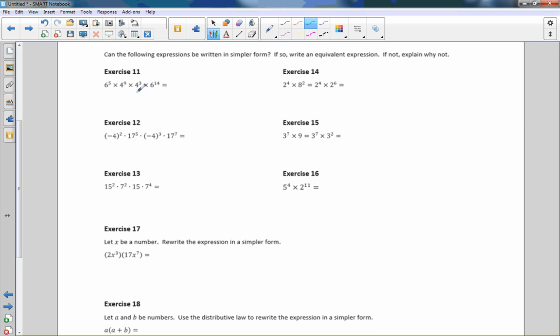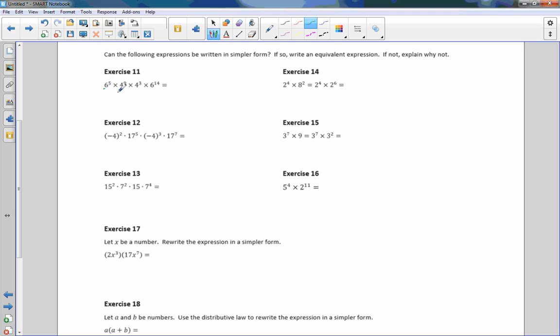Can the following expressions be written in simpler form? If so, write an equivalent expression. If not, explain why not. Okay, so these are getting a little bit more complex. You have to think about it. And if you have bases that are not the same, can you represent that base a different way? So try this on your own. I will say it is a little bit tricky at first, but just give it a shot, pause the video, come back and see how you did.